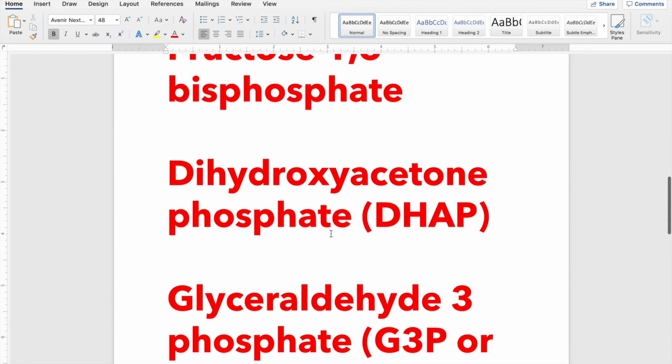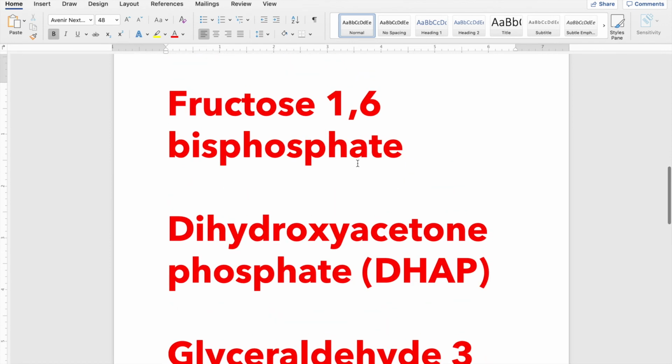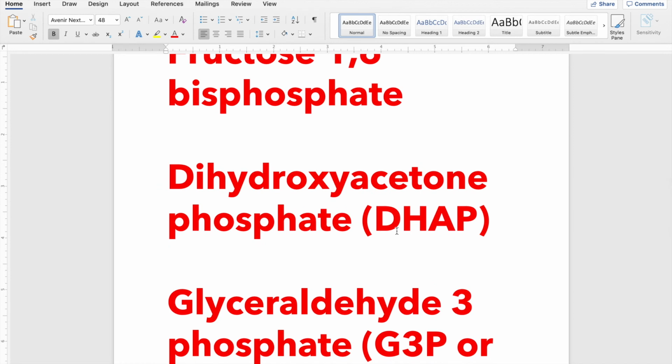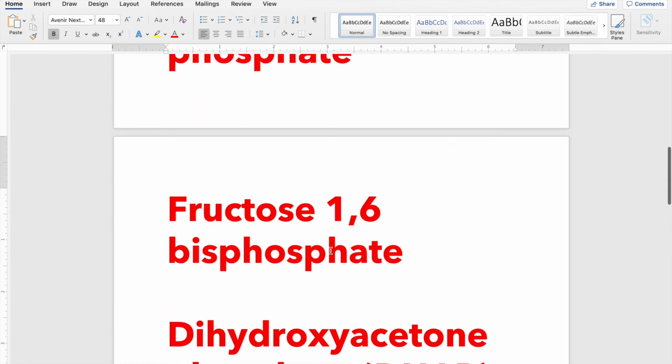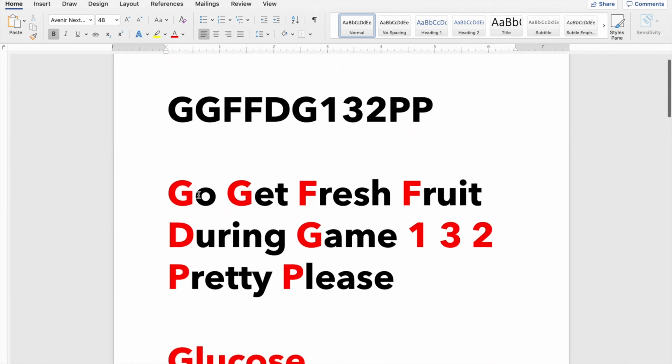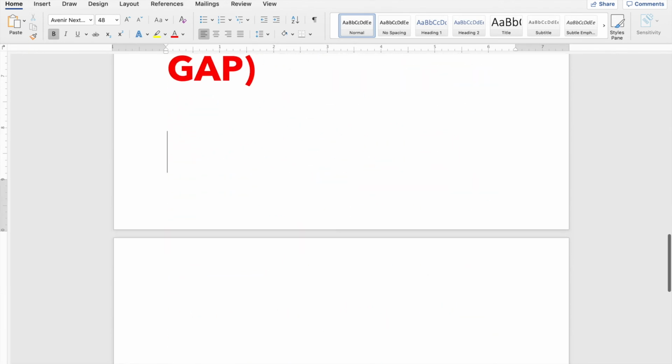I know the names are getting a little bit more complicated, but basically what we did is we broke down our fructose 1,6-bisphosphate into two molecules, dihydroxyacetone phosphate and then glyceraldehyde 3-phosphate. So we got our go, we got our get, we got our fresh fruit during game. Now this is the 132 part.